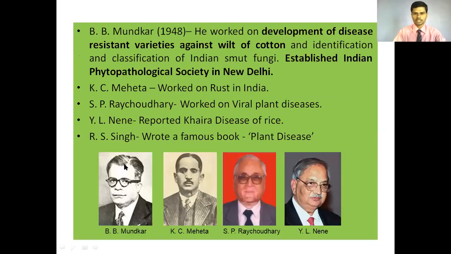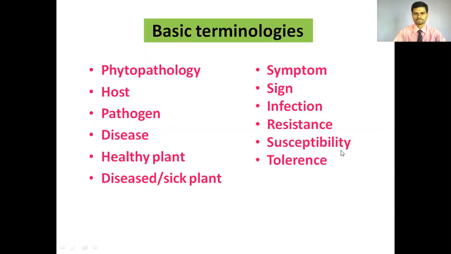Scientist B.V. Mundkur established the Indian Phytopathological Society at New Delhi. He worked on the development of disease-resistant varieties against wilt of cotton. Then K.C. Mehta worked on rust in India. Then S.P. Raychaudhuri worked on viral plant diseases. Then scientist Y.L. Nene reported Khaira disease of rice.